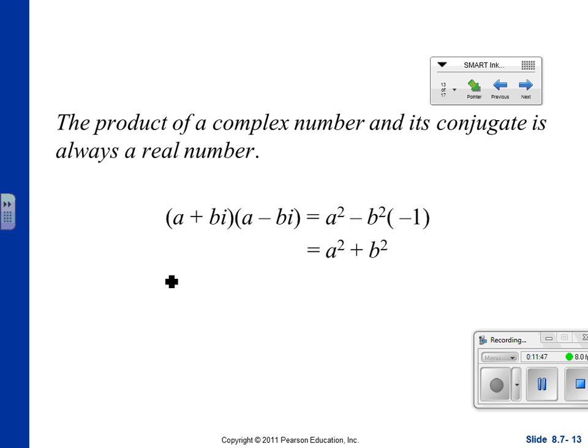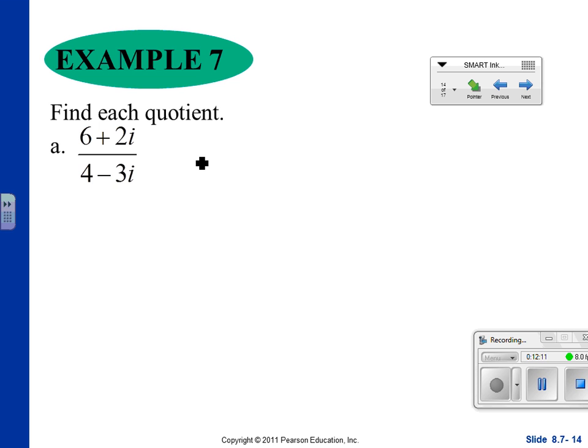Alright, so anytime you have the difference of two squares, essentially, a number plus a number i, and then the same numbers but minus, what that ends up doing is it gets rid of these i's. So anytime you need to get rid of an i, you multiply by the other one. We call that the same numbers but different signs. We call those conjugates. So if we need to get rid of this i down here, we multiply by the conjugate, which is 4 plus 3i.